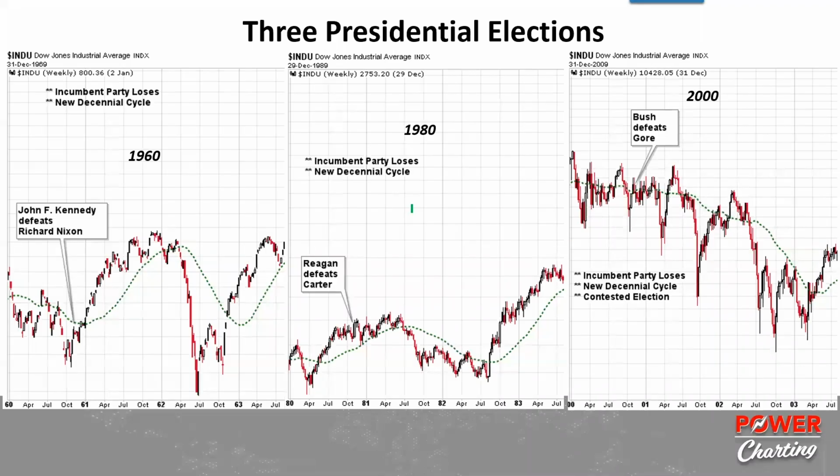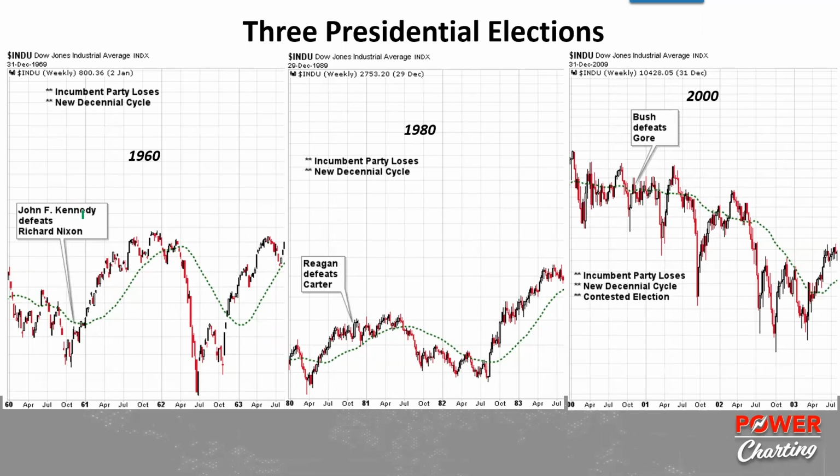But first, I want to talk about a chart you saw in the presidential election cycle special that I did with the StockCharts TV crew. You can see here 3 periods, 1960, 80, and 2000. And of course, here we are at 2020. These are not every decennial period. These are the periods or the years ending in 0 that had a presidential election year.